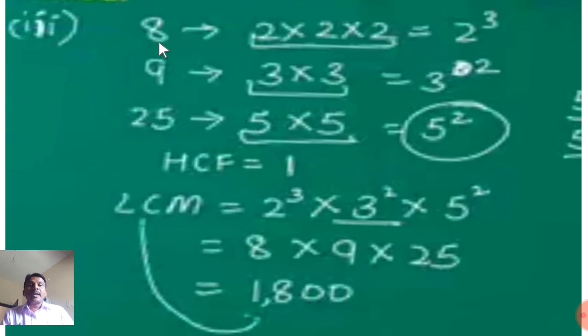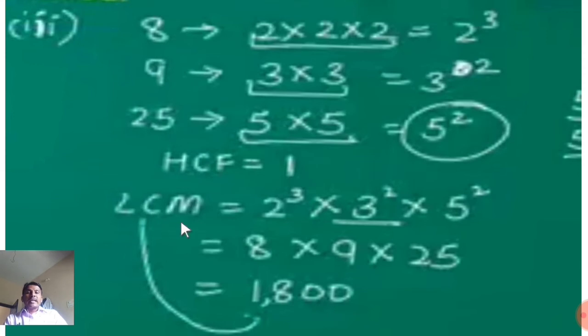Next one, find the HCF and LCM of 8, 9 and 25. 8 can be written as 2 into 2 into 2, that is 2 raised to 3. 9 can be written as 3 into 3, 3 square. 25 can be written as 5 into 5, that is 5 square. HCF of these three numbers is, see, 2, 3, 5. All the numbers are different. 2 is not here, 3 is here but not here, 5 is here, but all the factors are different. So the highest common factor of these three numbers is 1.